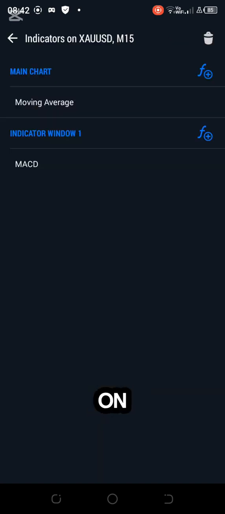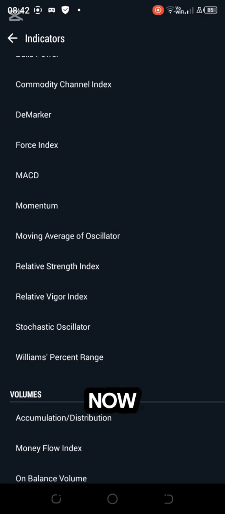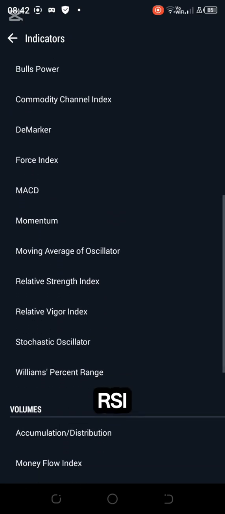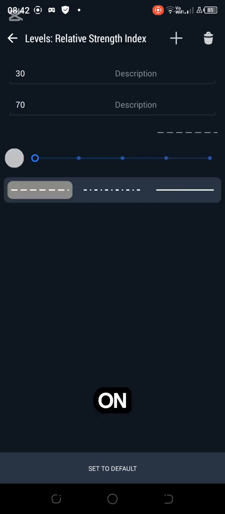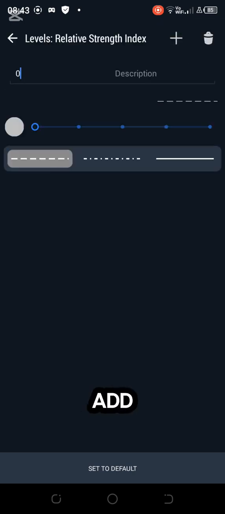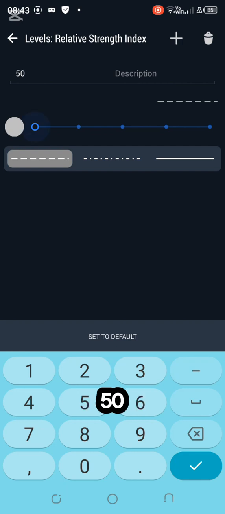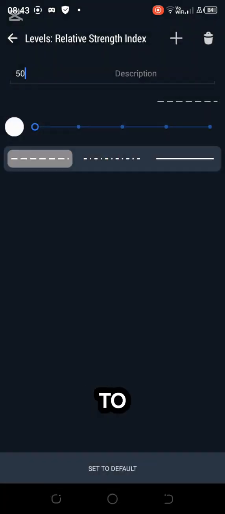Then we go to the main chart where we have the F icon. We click it again and go to oscillators. We're now going to go to the RSI, the relative strength index. It will have the default period, applied to close. Then we're going to change the levels here. On the levels, we're going to delete here, then add 50. So it will have 50 as the default level. Then we're also going to increase the width.